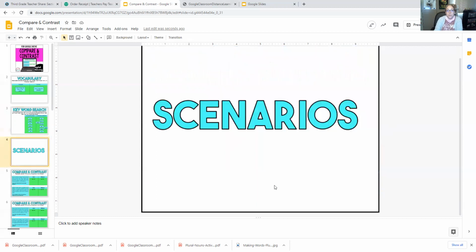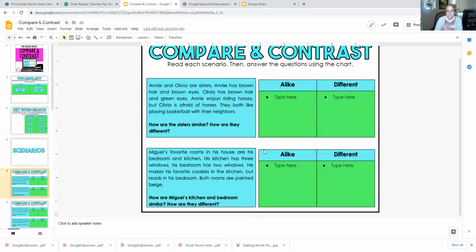So let's look at some different scenarios. Let's read about Annie and Olivia. Annie and Olivia are sisters. Annie has brown hair and brown eyes. Olivia has brown hair and green eyes. Annie enjoys riding horses, but Olivia is afraid of the horses. They both like playing basketball with their neighbors. Did you see any compare or contrast words? Let's take a look.